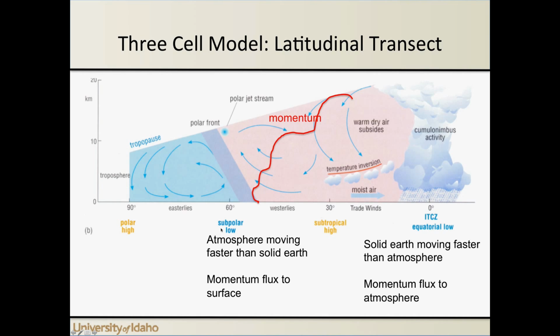And it ends up that if you look at surface winds in mid latitudes, they tend to be westerlies. What's actually happening there is that the atmosphere is moving faster than the solid Earth. So it turns out that the atmosphere is helping to push the solid Earth faster, whereas the opposite's happening near the tropics. In the tropics, we have easterly winds, and that is acting to oppose the Earth. That's where the momentum flux comes into play.